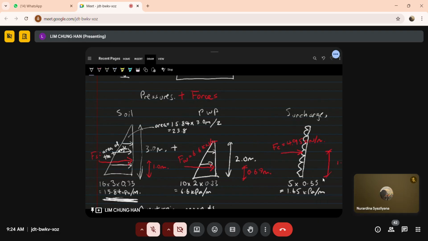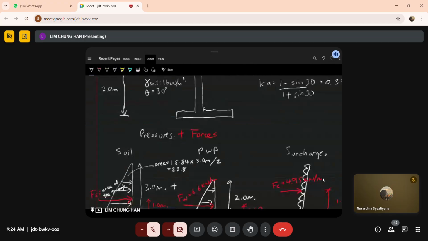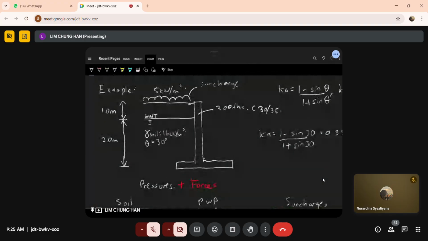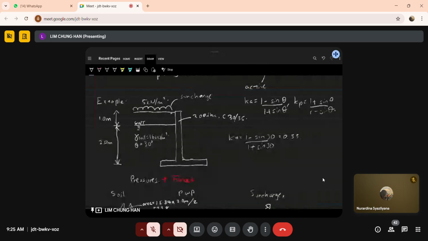Okay, any more questions? Does everyone else understand? No questions from anyone else? Zul, you okay? Okay, doctor. Everyone understands? All right. Okay, so in that case, that's it for retaining wall design.